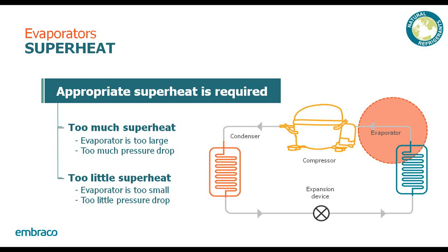If you have too little superheat, that could be an indicator that your evaporator is too small and that you have too little pressure drop in the system. You may want to consider increasing the length of your capillary tube to increase your pressure drop in the system. If you like to design with a flooded evaporator, keep in mind that that will increase your charge because you have more liquid in the system than you would normally have.